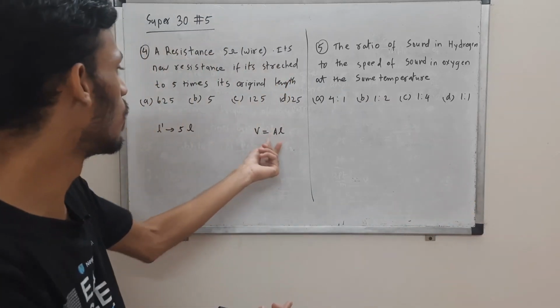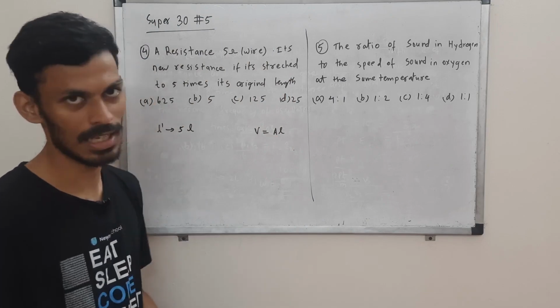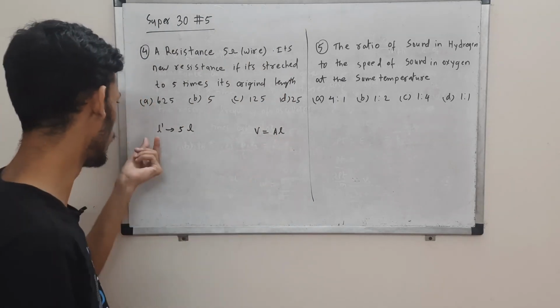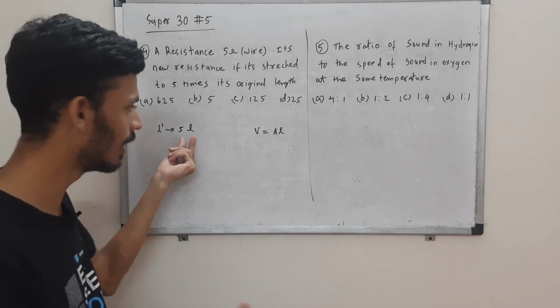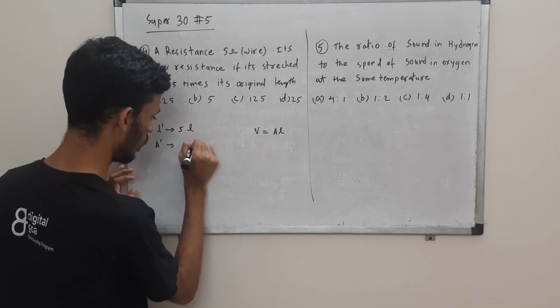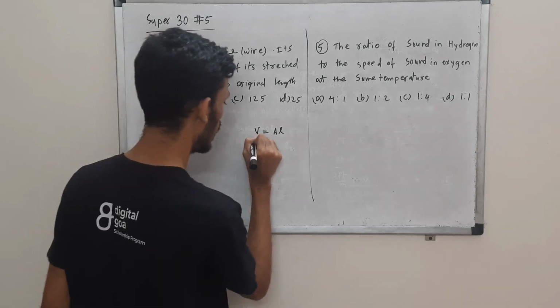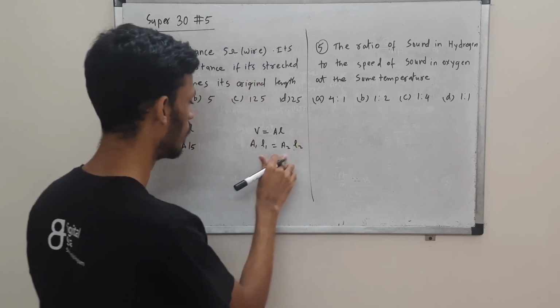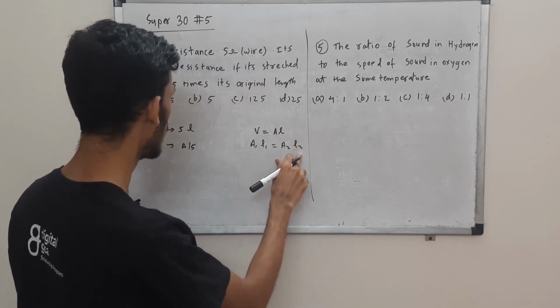Okay, so you also have to take into consideration this area. You can see from here that A into L is constant. So if L becomes 5 times L, the new area should become A by 5. Or you can also use A1 L1 is equal to A2 L2. From here you can find A2.